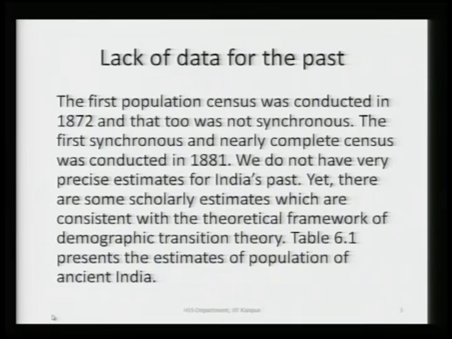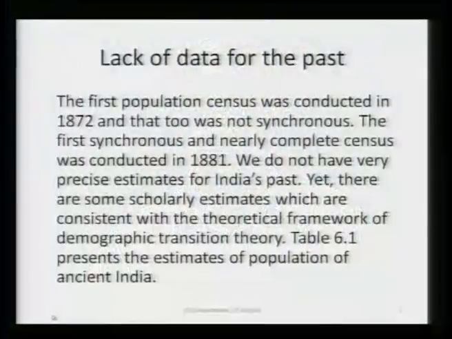Now, when we want to know about the population of India in the past, one thing is that we do not have reliable data. What was India's population during Akbar's time? We don't know. What was India's population during Buddha's time? We don't know. The first population census was conducted in 1872, and that too was not synchronous. It was not a very reliable census. It was not conducted on one date in all parts of the country.